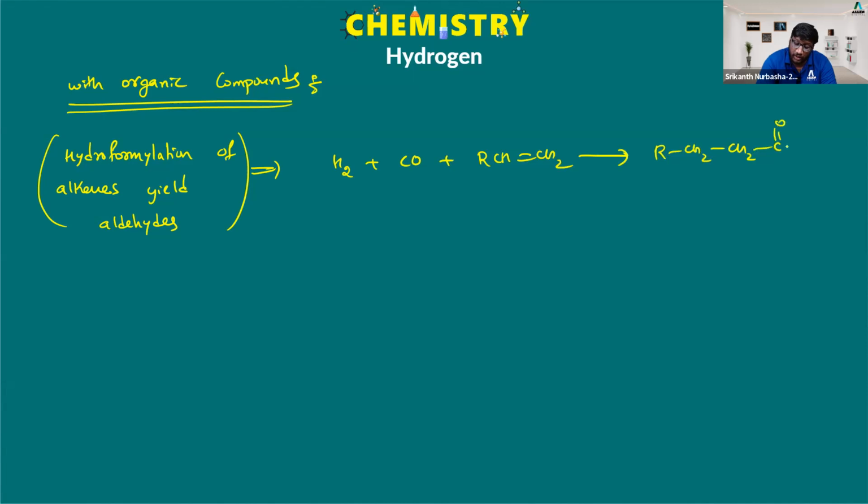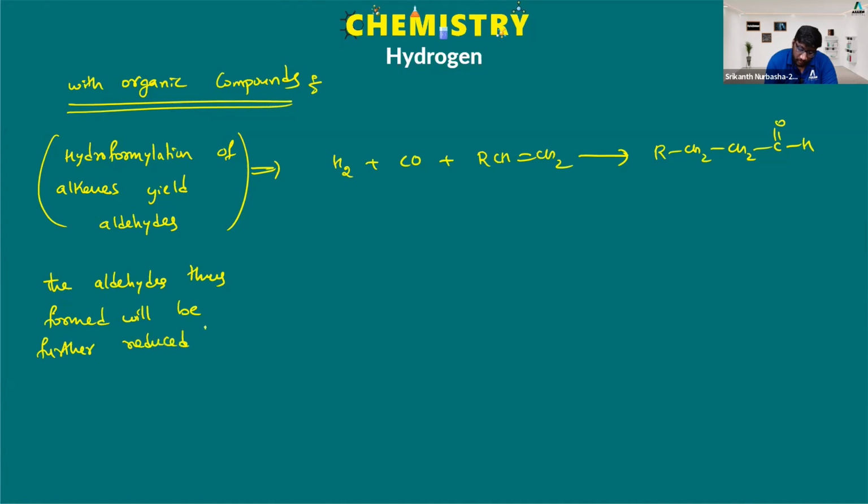RCH2CH2CH=O. That means H2 and CO together is nothing but HC=O, which is the formyl group. Hydroformylation has been done to alkenes to form the respective aldehydes. The mechanism, don't worry, that is not required. And the aldehydes thus formed will react with any reducing agent to form the respective alcohols.